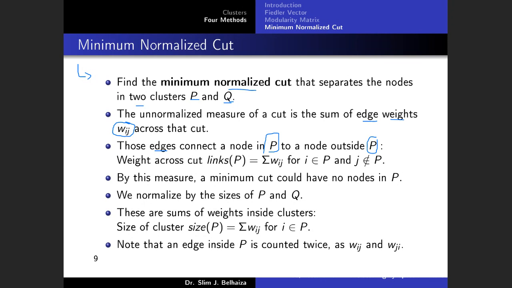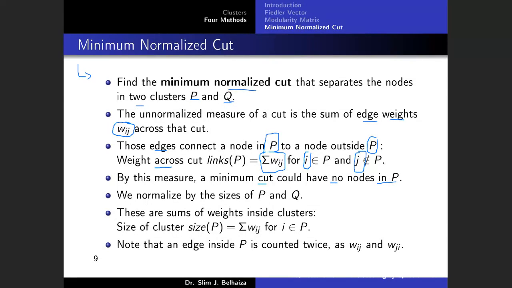Okay? Because sometimes nodes corresponding to two different classes might be connected, although they belong to a different cluster. So the weight across the cut should be minimized. And how do we get this? You sum up the weights on the links that connect the two clusters. So if you take the links in P, you sum up all the weights that connect two different nodes where i belongs to P and j doesn't belong to the cluster. So by this measure, in fact, a minimum cut could have no nodes in P.